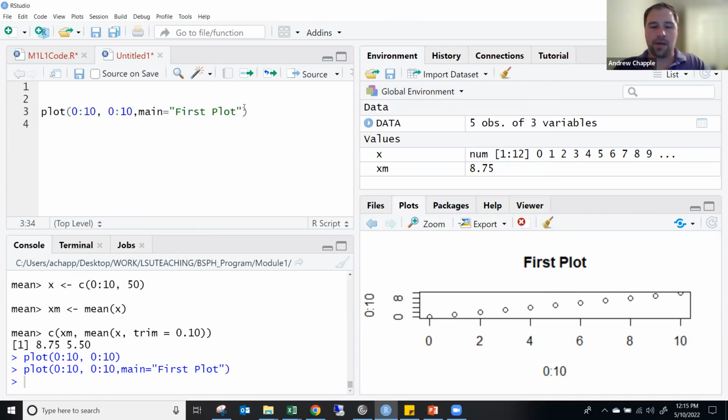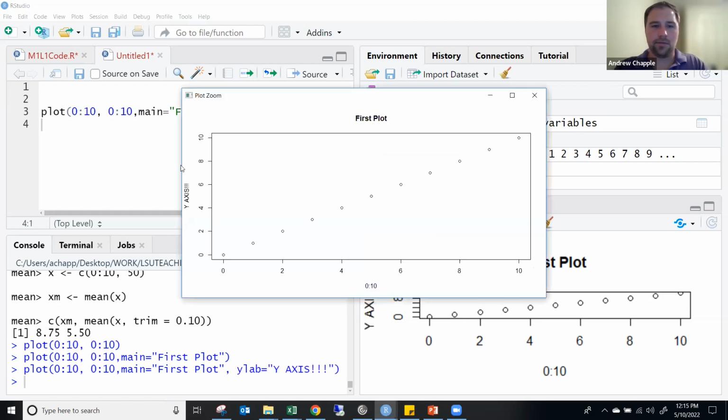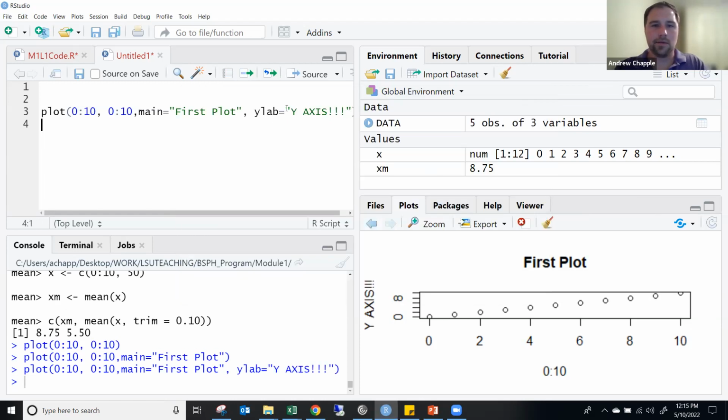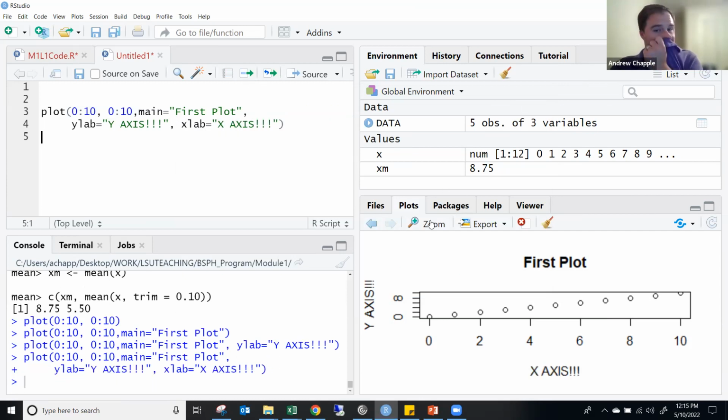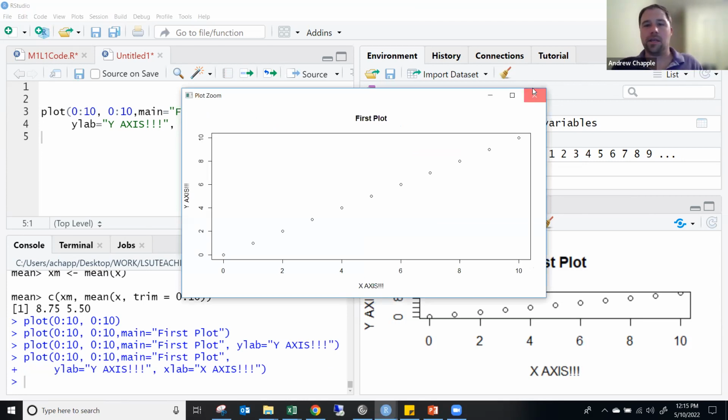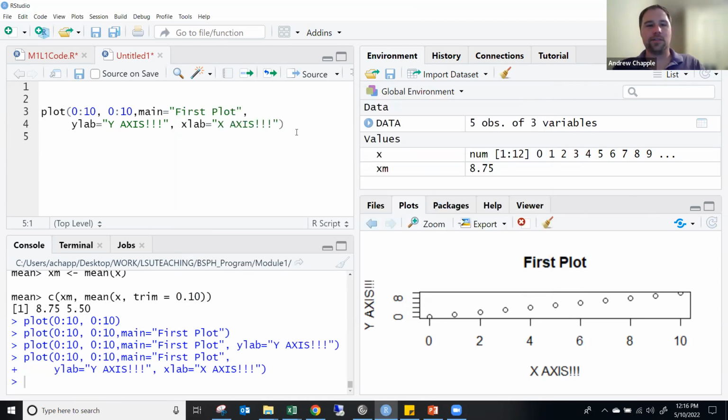I can change my Y label. So I can say ylab equals Y axis. Now you can see this right here, I've got Y axis. I can adjust my X label using the same kind of thing. Say xlab equals X axis. Have that there. And then I can adjust how this looks with type.